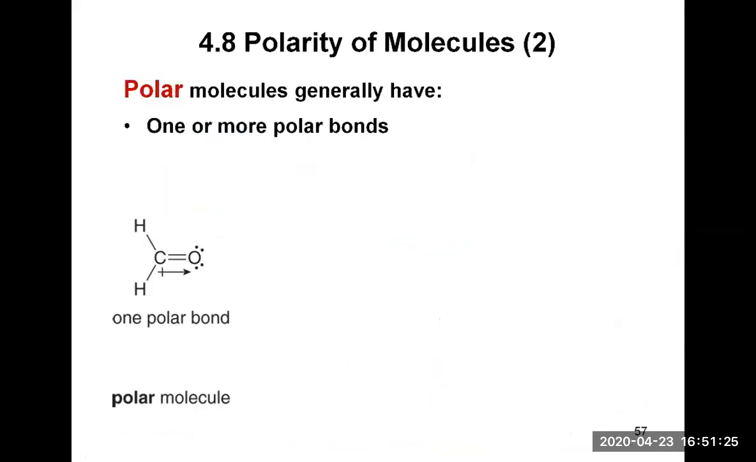So polar molecules generally have 1 or more polar bonds. So you need to have necessarily at least one polar bond. The example here on the left shows formaldehyde, which has 1 polar bond, the CO bond. The CH bonds are non-polar. And there is nothing to cancel that dipole. So the molecule is also polar, and it has the same net dipole as the dipole of the bond.